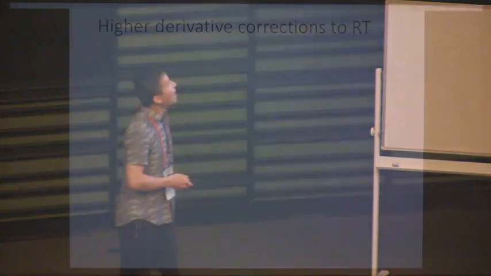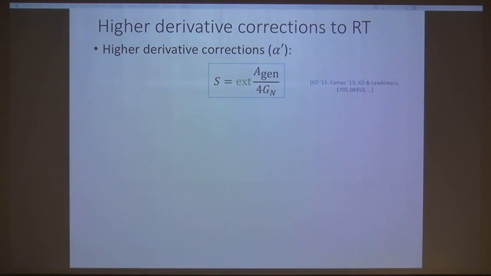So first, let's talk about higher derivative corrections. These are also known as alpha prime corrections in the string theory context, where the action of the theory is given not just by the Einstein-Hilbert action, but also with higher derivative terms, including higher polynomials in the Riemann tensor and their derivatives. In general, what happens in this case is very simple. We should replace the area in the RT prescription by some generalized notion of the area.